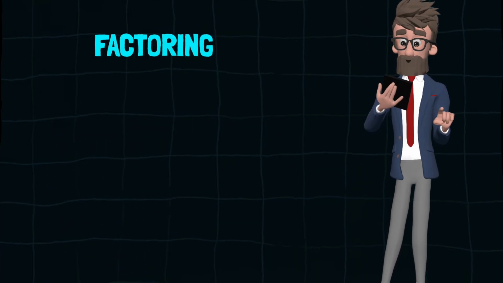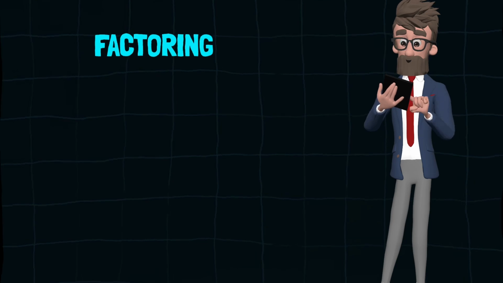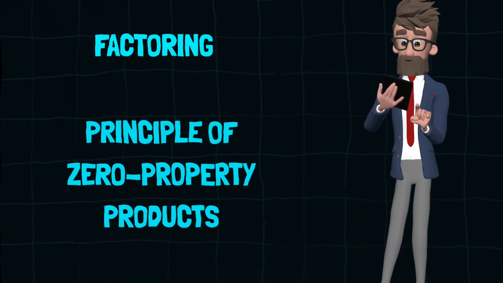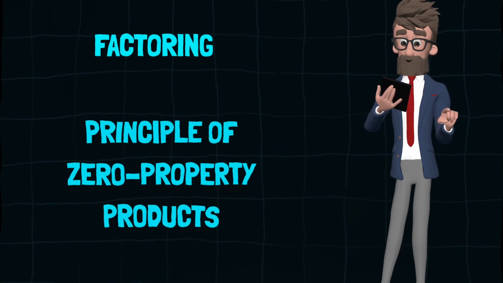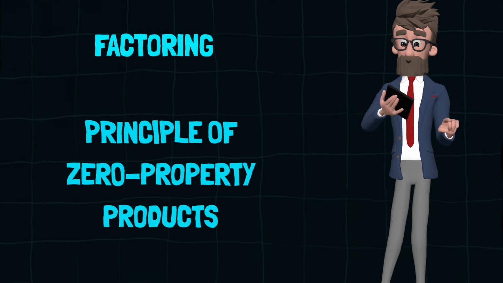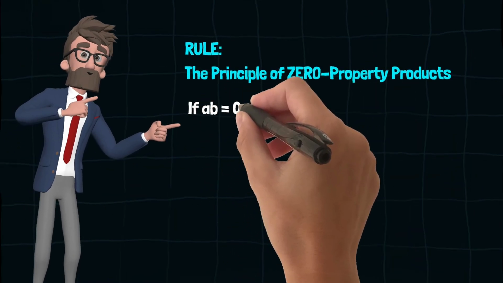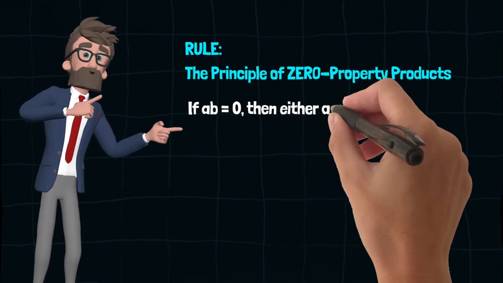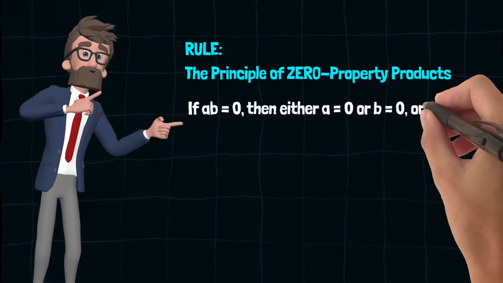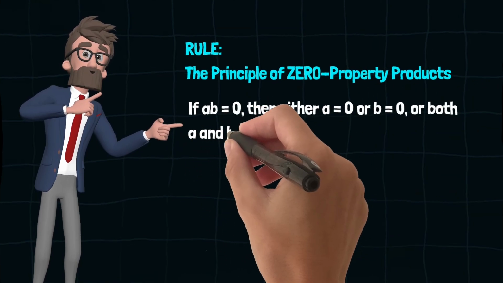Some quadratic equations may be solved by factoring and by using a new principle that I will show you. And that is the zero product property. Following this rule, if a times b is equal to 0, then either a equals 0 or b equals 0, or both a and b are 0.